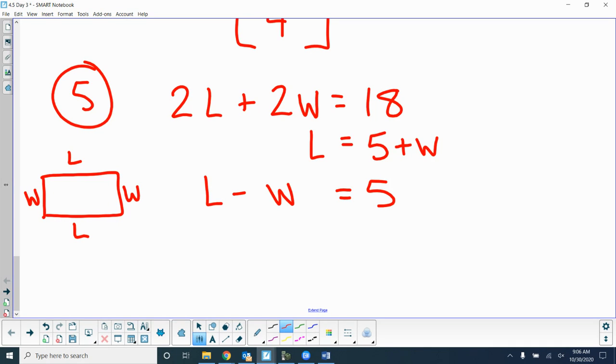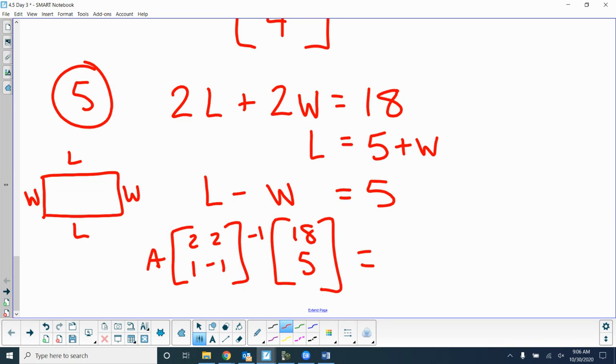Solving gives 7 and 2. So 7 is the length, 7 centimeters, and the width will be 2. If you add all those sides up, you'll get 18 centimeters, won't you? Yes.